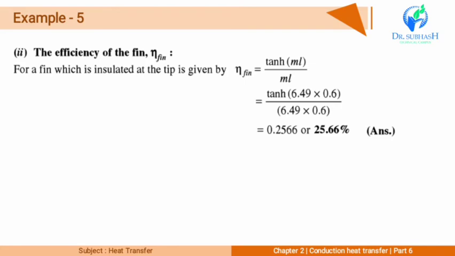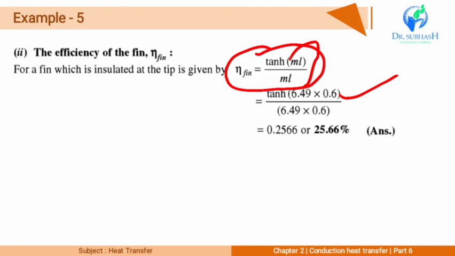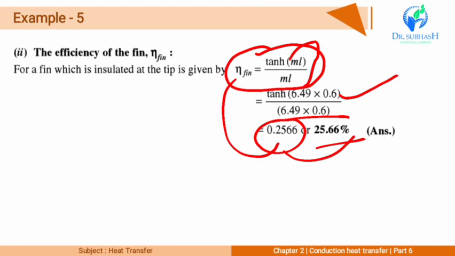Next, we calculate the efficiency of fin, and for fin insulated at the tip, the efficiency of fin is given by the equation tan hyperbolic m into L divided by m into L. So here we already calculated the value of m, that is 6.49, and L is equal to 0.6. So tan hyperbolic 6.49 multiplied by 0.6 divided by 6.49 multiplied by 0.6. So we get the efficiency 0.2566, convert it into percentage, so it is 25.66 percent.